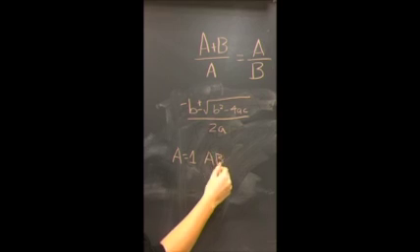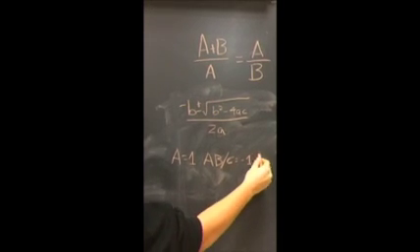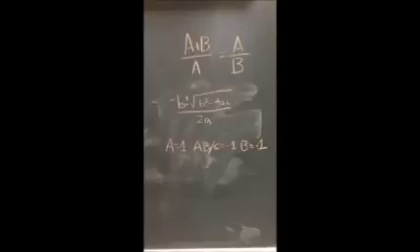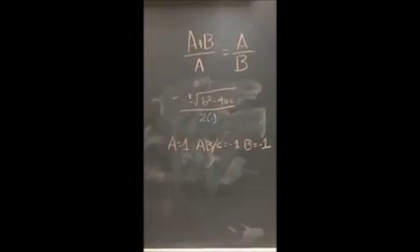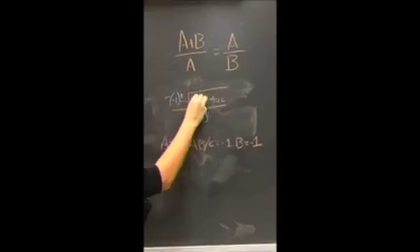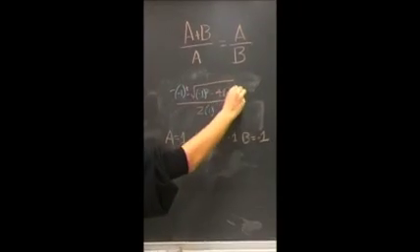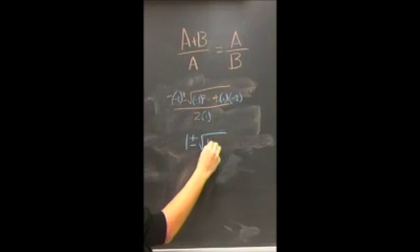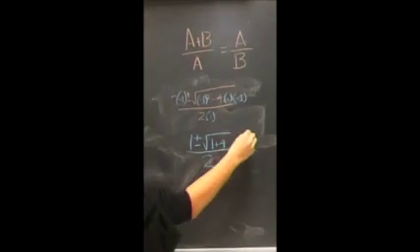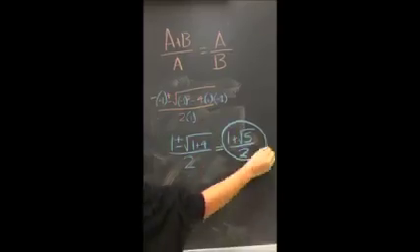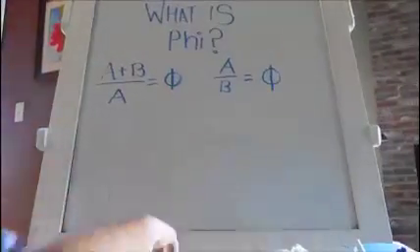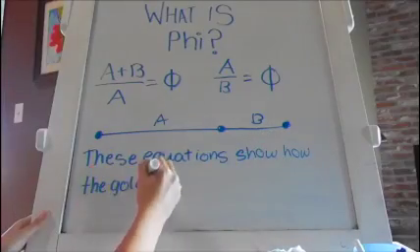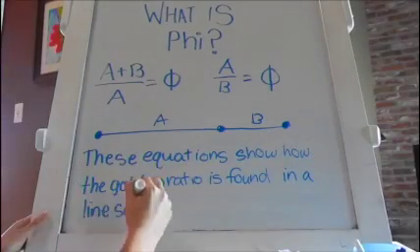Remember to use the coefficients from the variables. Next, substitute the coefficients into the quadratic formula. When you simplify the equation, you get the equation for phi. These equations show how the golden ratio is found in a line segment.